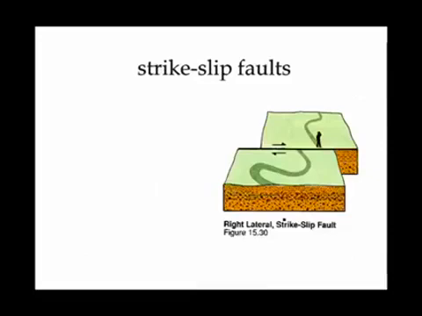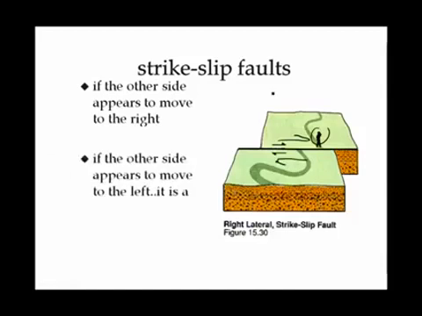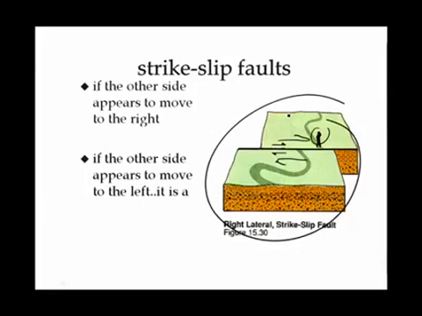A strike-slip fault, horizontal movement. You have, in this example, the side across from us looks like it moved to the right. But that guy looking at us says, no, no, no, no, you move to the right. It doesn't really matter which side you're standing on. The other side looks like it moved to the right. If, however, it looks like the other side moved to the left, you have what's called a left lateral strike-slip fault. So, right lateral strike-slip fault, left lateral strike-slip fault. The San Andreas, one of the most important strike-slip faults in the world, that is right lateral.